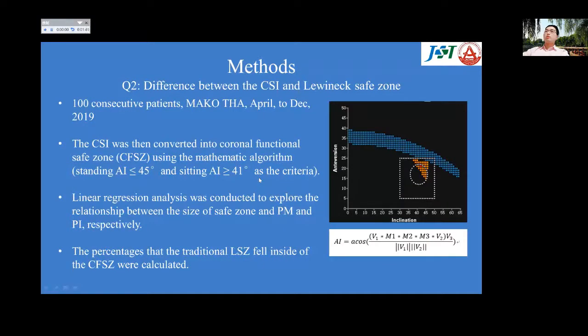To answer question 2, we used the same cohort of patients. The CSI of each patient was then converted into the coronal functional safe zone using the algorithm, with a standing AI smaller than 45 degrees and sitting AI larger than 41 degrees as the criteria. The percentage that the traditional Lewinnek safe zone fell inside of the coronal functional safe zone was calculated.